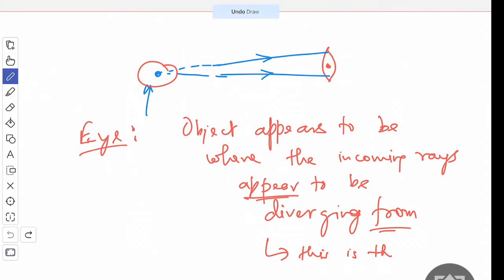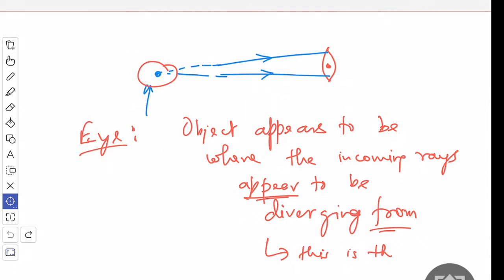So why are we extending it backward? As I explained once again, if the object was here, listen to me carefully. If the object was here, then the rays of light would go like this, right? So where would you say is the object? You say the object is here. How do you get that? How do you get this object? If you take the rays and extend them backward, wherever they meet, that is where the object is.